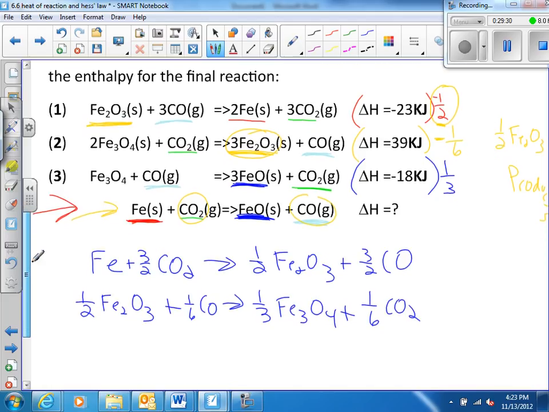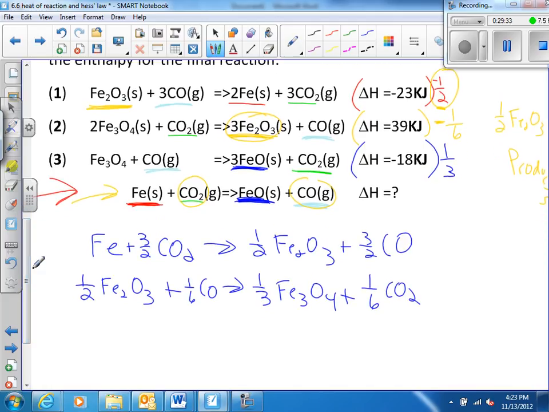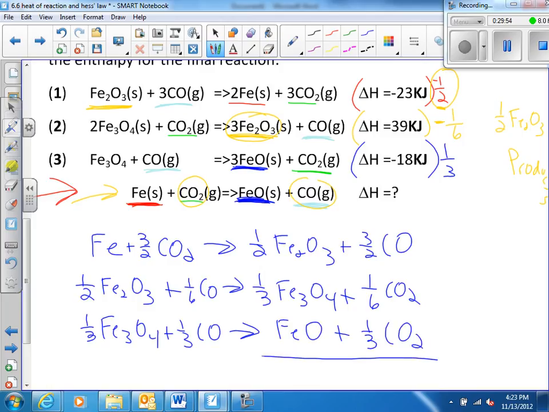Okay, that's reaction 2. Now reaction 3, I'm going to need to multiply by 1/3, and I'm not reversing. So 1/3 of reaction 3, I get 1/3 of an Fe3O4, 1/3 of a CO, 1 FeO, and 1/3 of a CO2. Not fun. Let's see, does anything cancel? I know that this is going to cancel because I made sure that would happen. So my 1/2 Fe2O3 cancels.